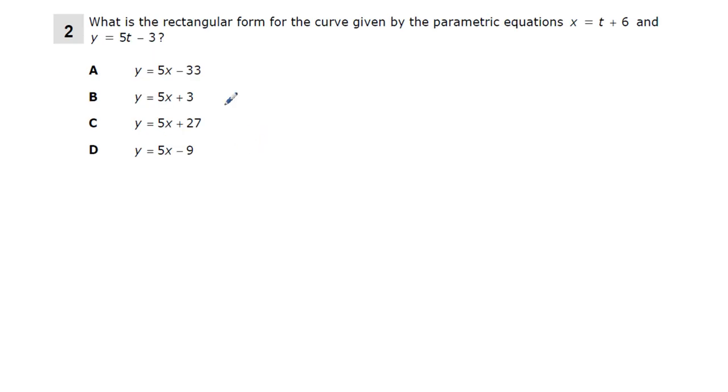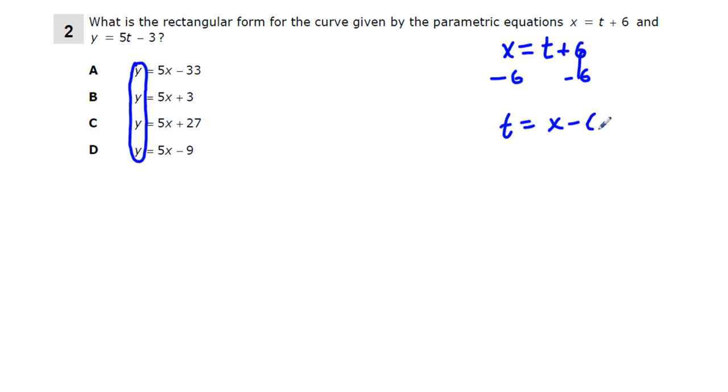Next, 2. What is the rectangular form for the curve given by parametric equations x equals t plus 6 and y equals 5t minus 3? And we see that each of our answer choices here is solved in terms of y. And so if we can take this x equals t plus 6 equation and solve that equation for t. So how do we solve for t here? If we subtract 6 from both sides, we get t is equal to x minus 6.